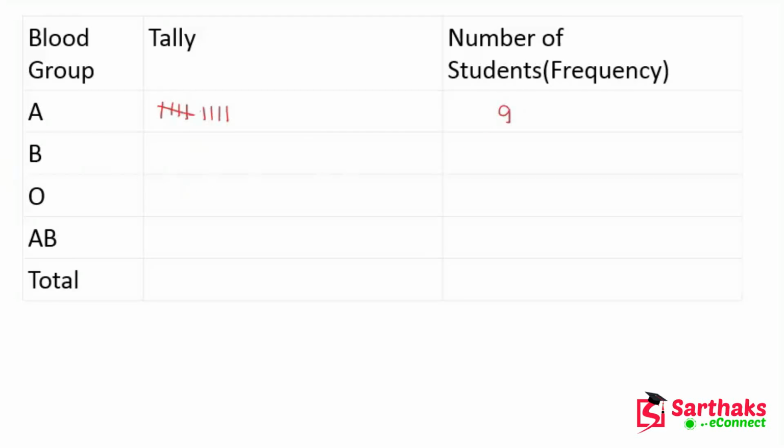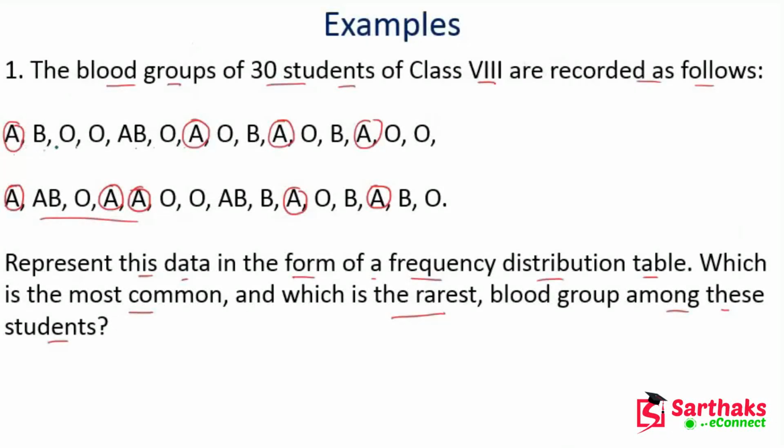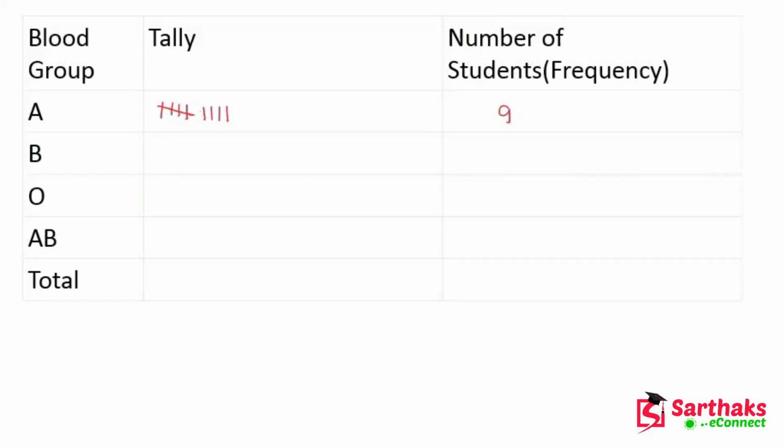Okay, now let's see how many B's are there. So here is 1, 2, 3 and 4 and 5 and the last is 6. So now let's do the tally. So here you can see 1, 2, 3, 4, 5 and 6. So there are 6 B's.